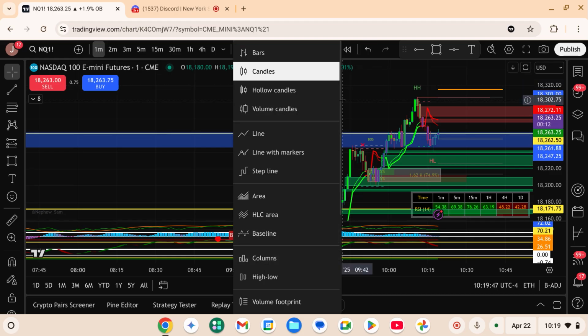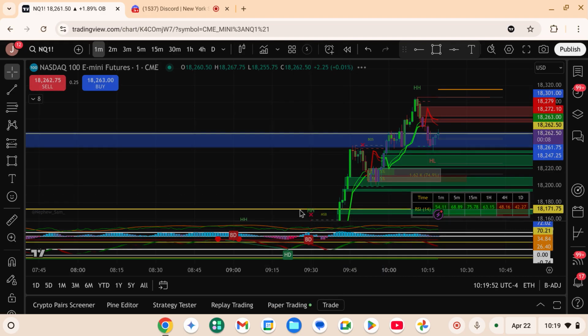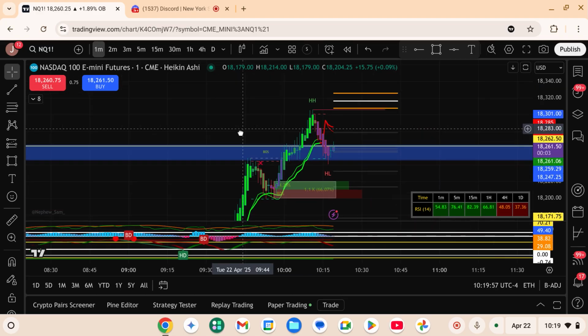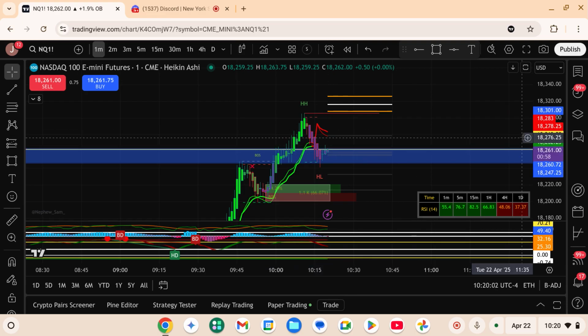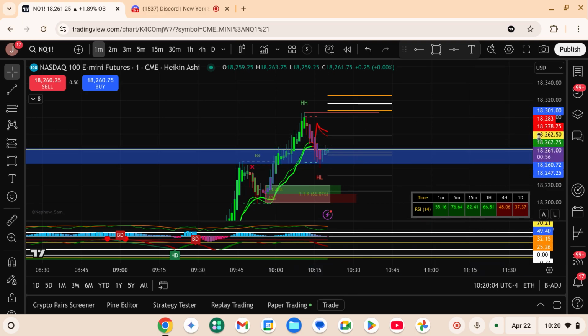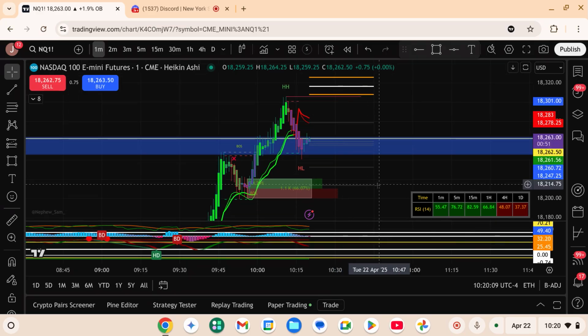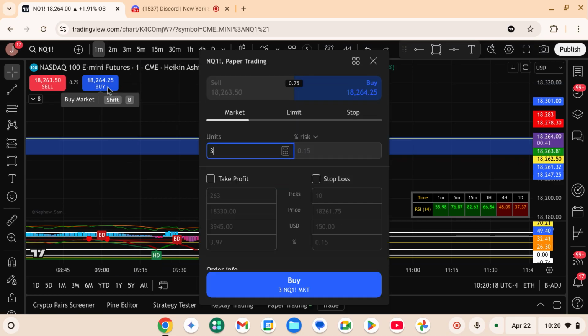So I think we can take longs from here. Hold on, let me go to here. Take longs with a bullish close right here. I just need more volume. I'm not seeing enough volume here. There we go. So we're right here. Let's do 3 again.